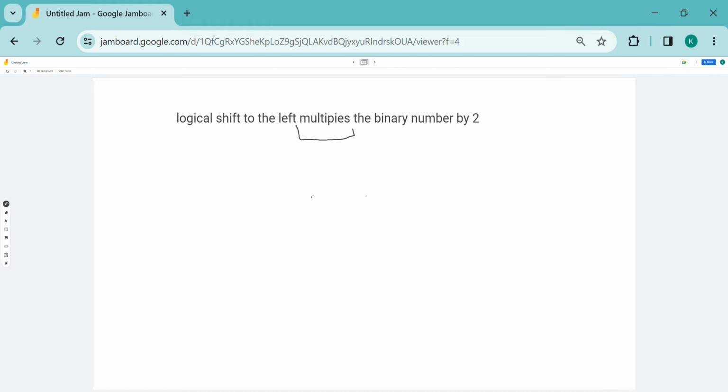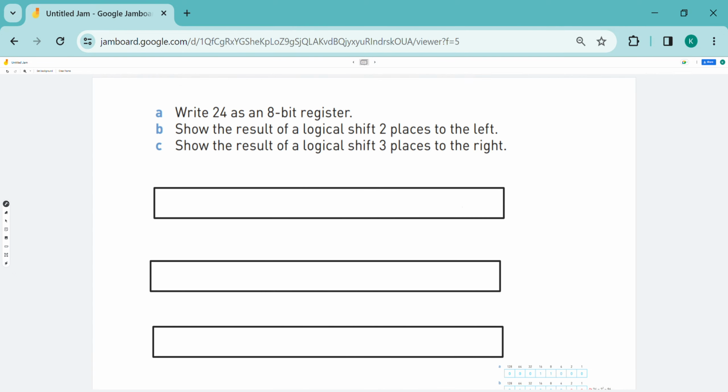Let's solve a proper question that shows how we perform logical shift left and logical shift right. Here I would like to introduce one more concept, that is multiple shifts. In our previous example, we were just shifting a number by one place. But here, the question is asking us to logically shift 2 places to the left and 3 places to the right. So let's proceed further with this question.